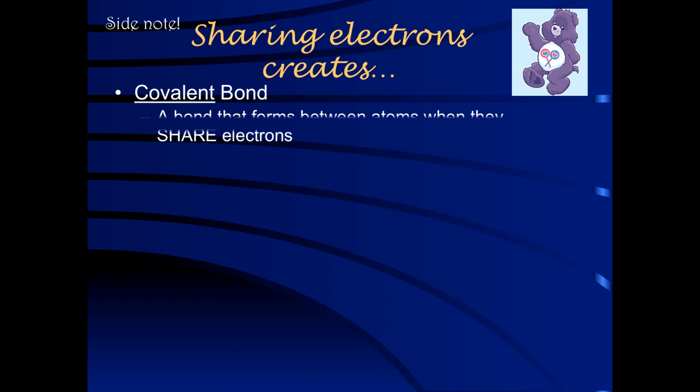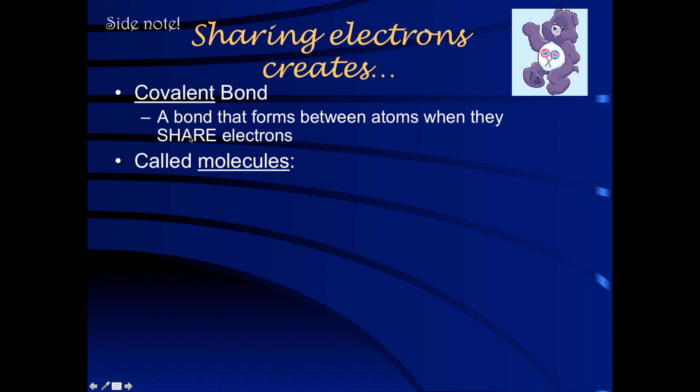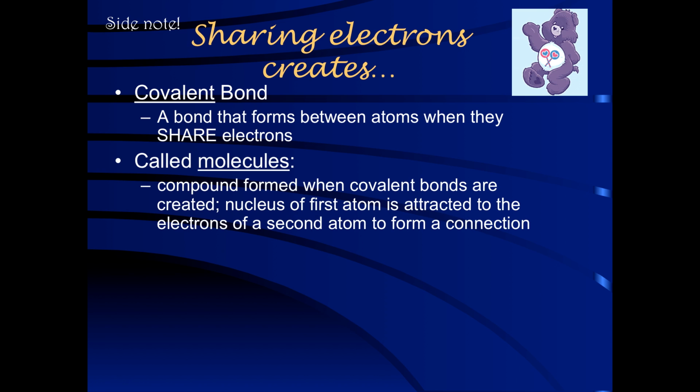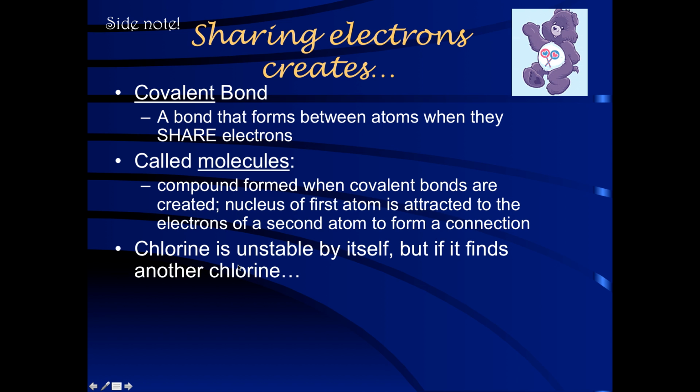you create a covalent bond. So it's a bond that forms because the atoms are sharing. They are called molecules, as we already said, and it happens still because they're attracted to each other. The nucleus of atom 1 is attracted to the electrons of atom 2, and the nucleus of atom 2 is attracted to the electrons of atom 1. And so there's still an attraction, and it can be uneven sharing or equal sharing, but they are referred to as molecules. So here's an example.